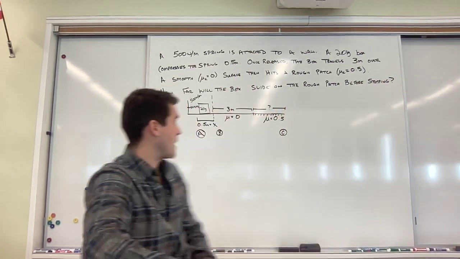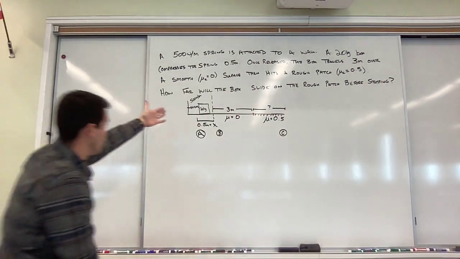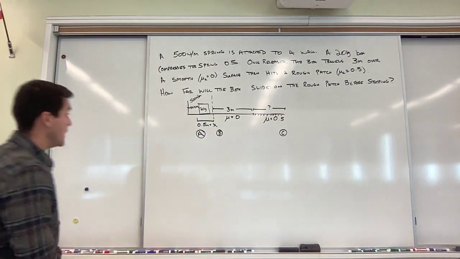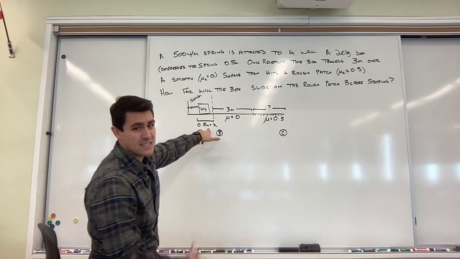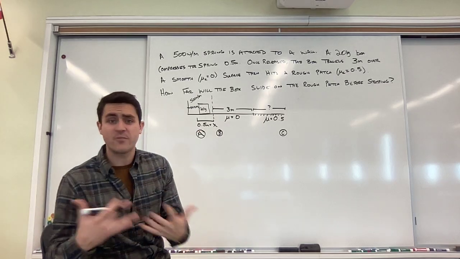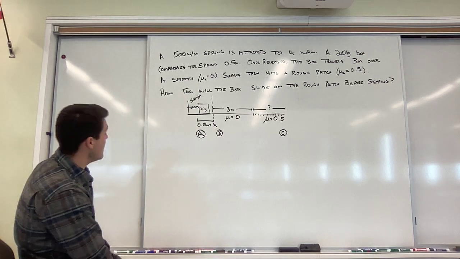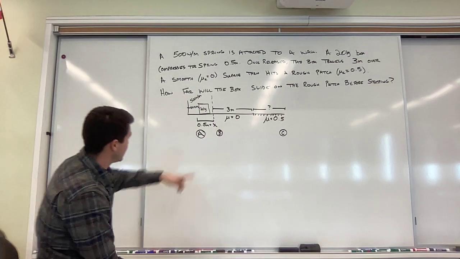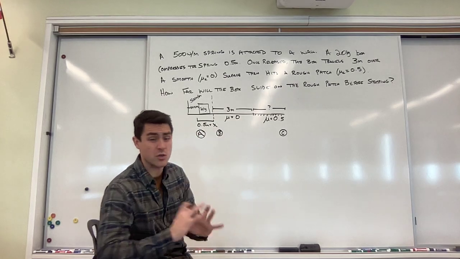So here's the problem. I've got a box loaded up on a spring, a very strong spring, a 500 Newton per meter spring. The box is 20 kilograms, and it compresses that spring by a distance of 0.5 meters. I can now find the force on the spring acting over there, which is great. And then I see that there's a surface, a space of 3 meters, where there is no friction.